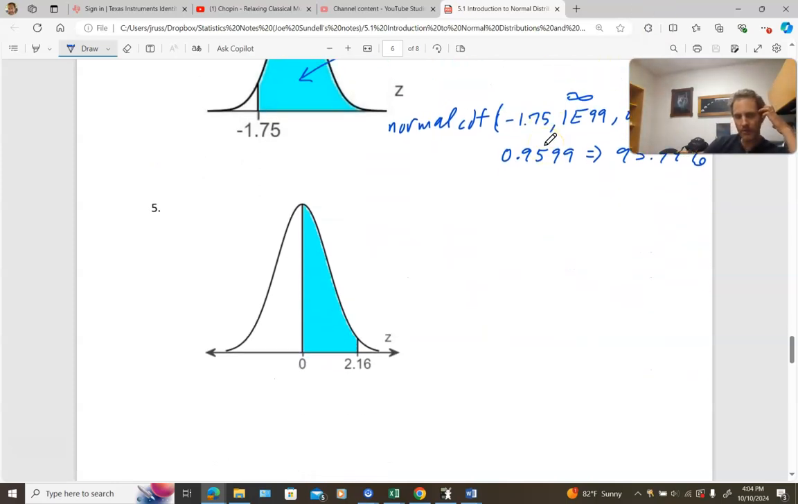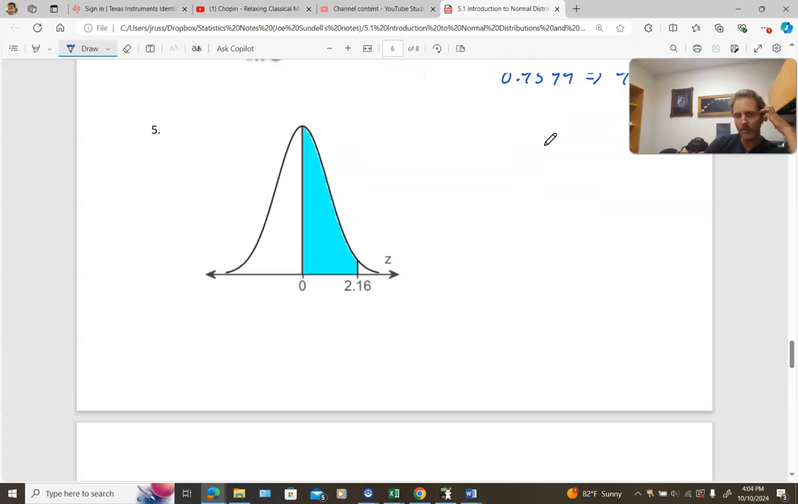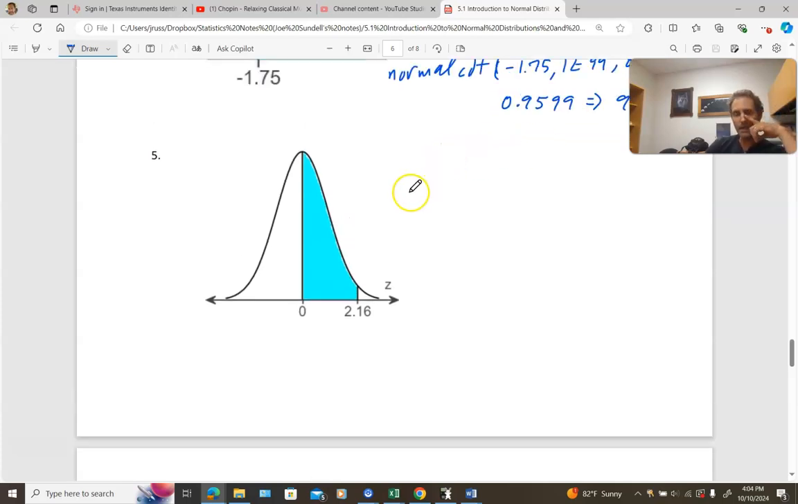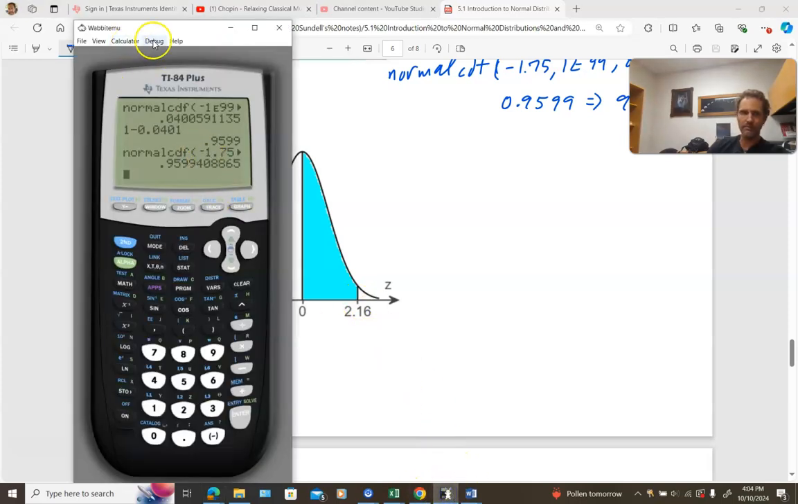Alright, and then example 5 here. Example 5 here, guys, we're not going from negative infinity up to a specific z-value, nor are we going from a z-value up to positive infinity. We're actually trying to find the area between two specific z-scores: 0, which is the mean, up to 2.16. So we can do this directly.